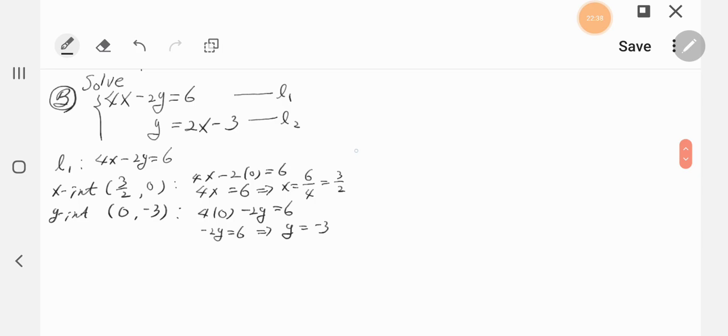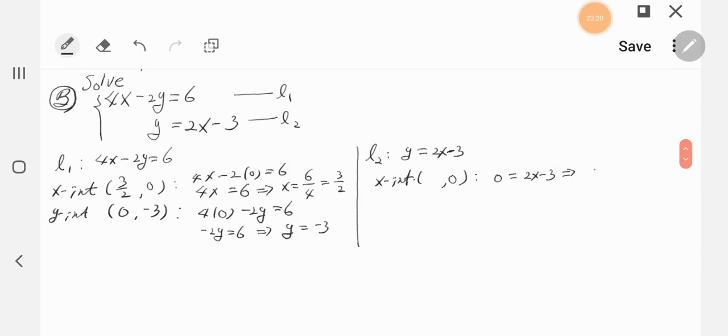Okay, for line 2. Line 2 is y is equal to 2x minus 3. In this case, this is in slope-intercept form. So negative 3 is the y-intercept, isn't it? Negative 3 is the y-intercept. So we know what the y-intercept is. So let's find the x-intercept. Set the y value equal to 0, and then we will find the x value.